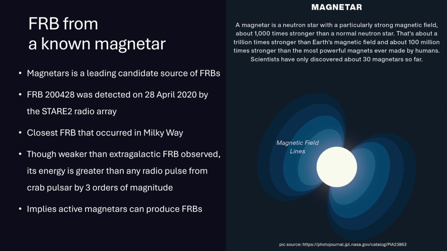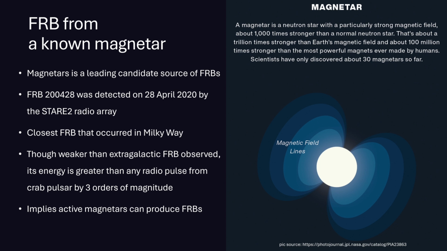Previously, magnetars were doubted because their radio pulses are too weak to be classified as fast radio bursts. However, this time, even though it was still around 30 times weaker than typical extragalactic fast radio bursts, it was already thousands of times stronger than pulses from a pulsar. Above all, this discovery implies young active magnetars can produce fast radio bursts.